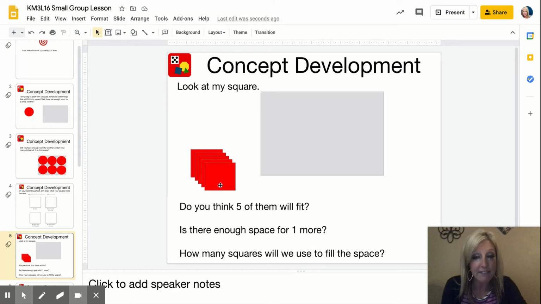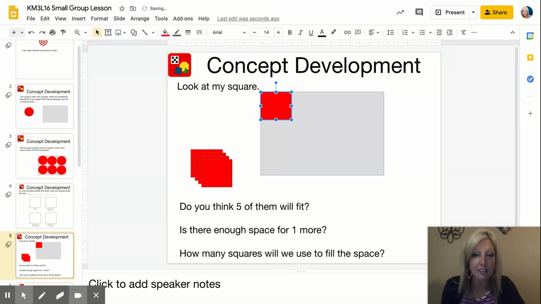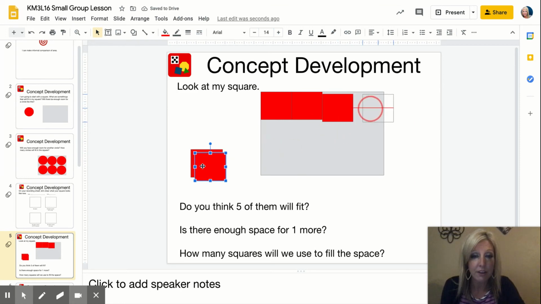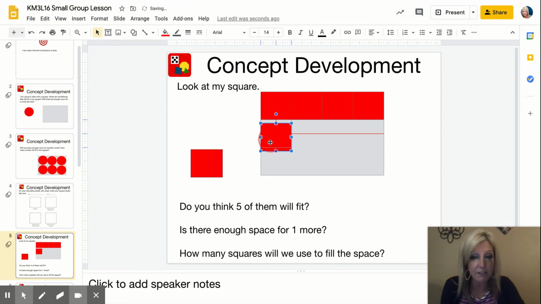Do you think 5 of these red squares will fit into my square? Let's see. 1, 2, 3, 4. We have 4 so far. 5. So 5 of them fit. Do you think we have space for just one more? Let's test it out. Oh, there's 6.